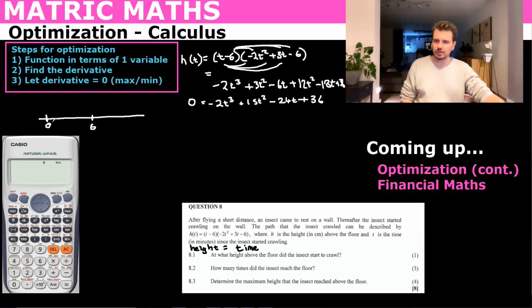And of course, time can't go backwards. So none of the values where t is below 0 will count. Okay, so now what I'd like to do is put this function into the calculator to see how many roots we would get.